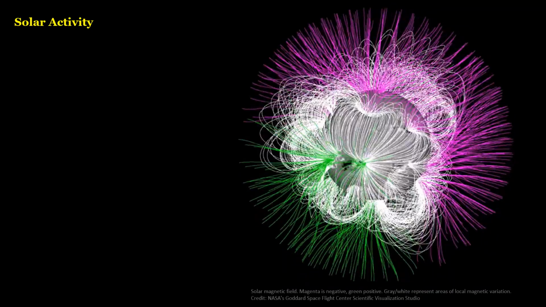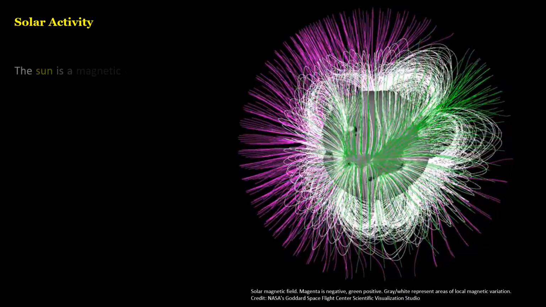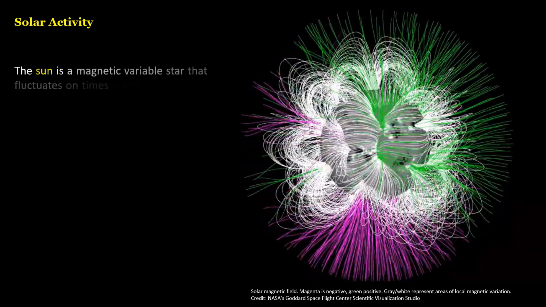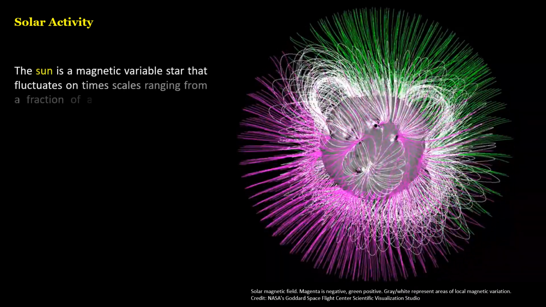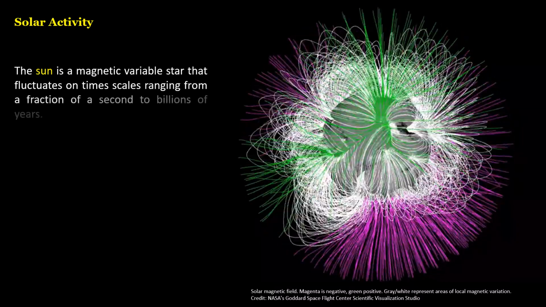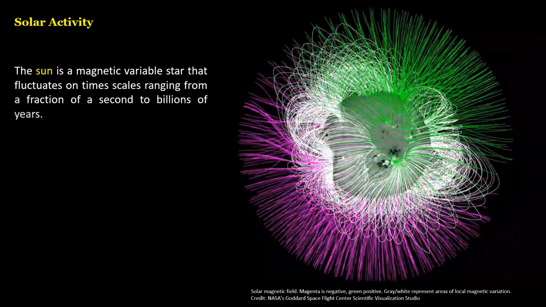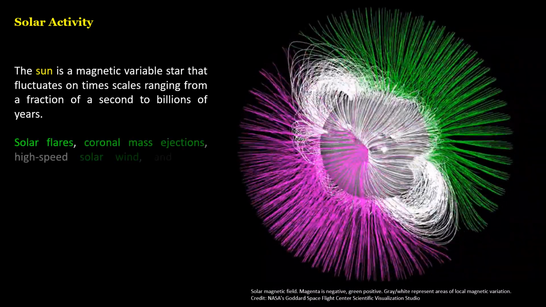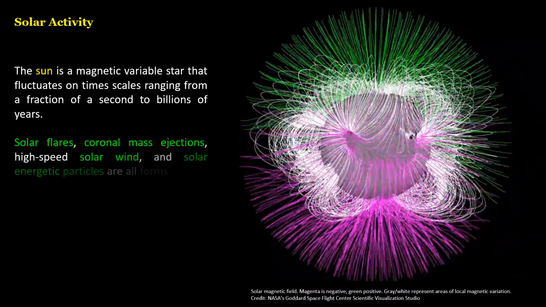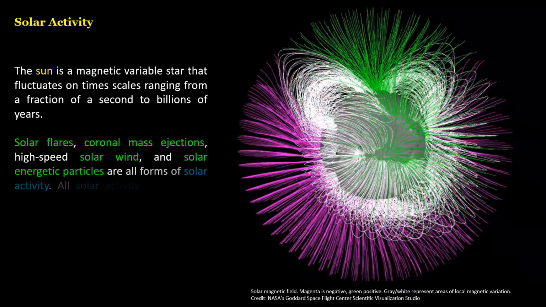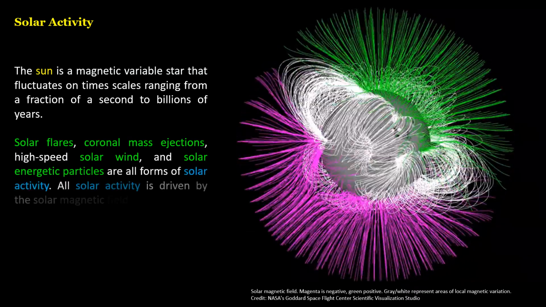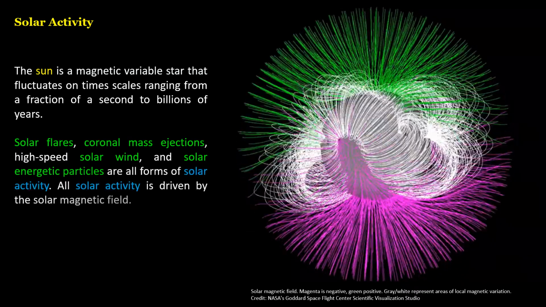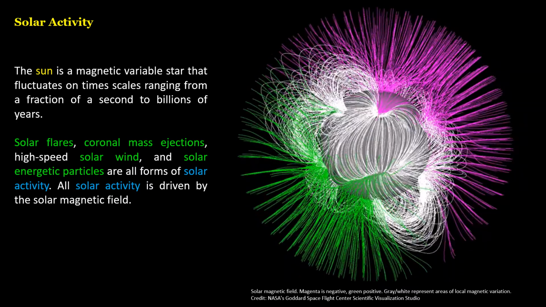Solar activity. The Sun is a magnetic variable star that fluctuates on time scales ranging from a fraction of a second to billions of years. Solar flares, coronal mass ejections, high-speed solar wind, and solar energetic particles are all forms of solar activity. All solar activity is driven by the solar magnetic field.